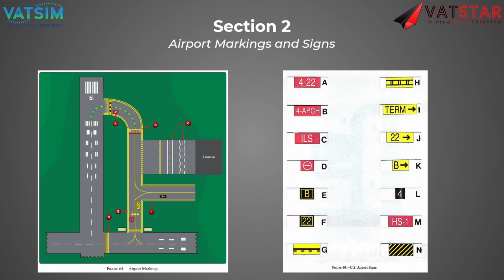Let's talk a little bit about airport markings and signs. We won't go into every single one, but let's talk about some of the basic ones. So, we have a little diagram here. We'll talk about A here. This is a runway indication sign. So you'll find this on a taxiway indicating that you're about to enter a runway.